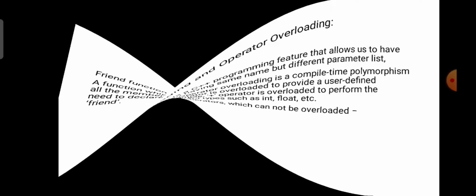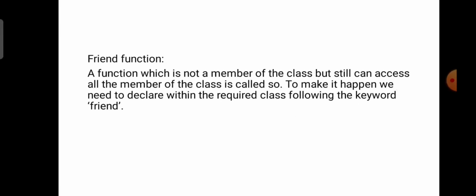So moving to our next concept, that is friend function. What is a friend function? A function which is not a member of a class but still can access all the members of the class is called a friend function. To make it happen, we need to declare it within the required class following the keyword friend.